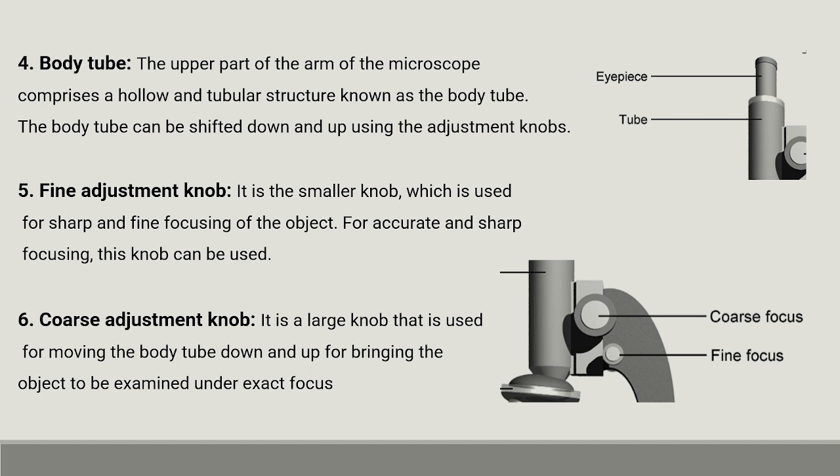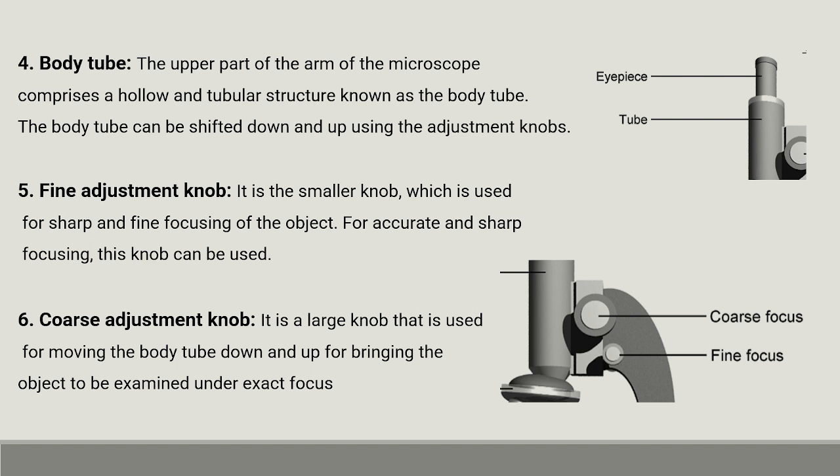So there are 2 types of adjustment knobs. First one is fine adjustment knob and second one is coarse adjustment knob. So what is fine adjustment knob? It is a smaller knob which is used for sharp and fine focusing of the object. For accurate and sharp focusing, this knob can be used. So it is used for making the fine adjustment in the magnification.